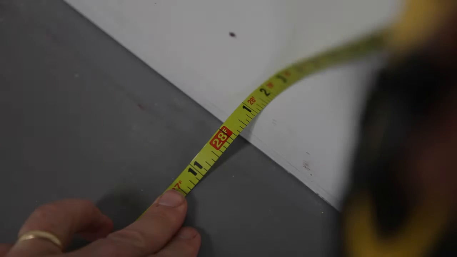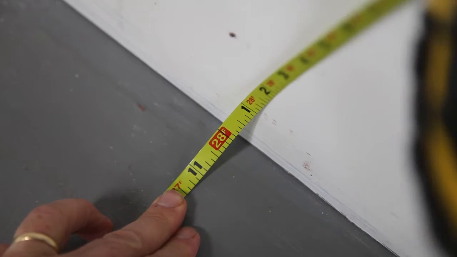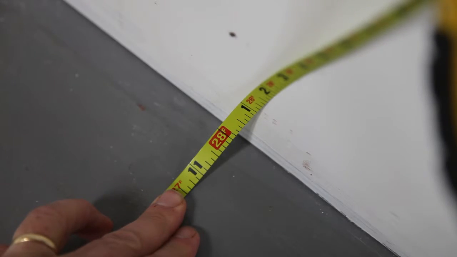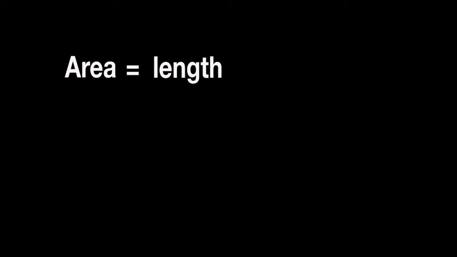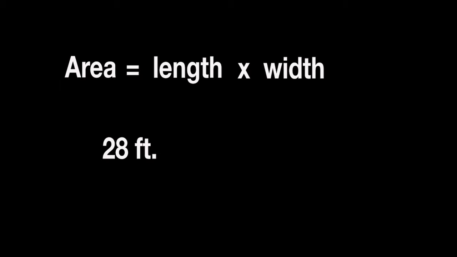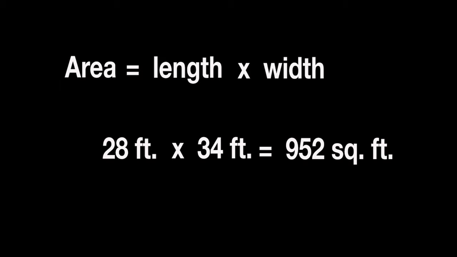Using a tape measure, we find the room to have a length of 28 feet and a width of 34 feet. Using our formula where area equals length times width, we multiply 28 feet by 34 feet and get an area of 952 square feet. This is pretty simple.